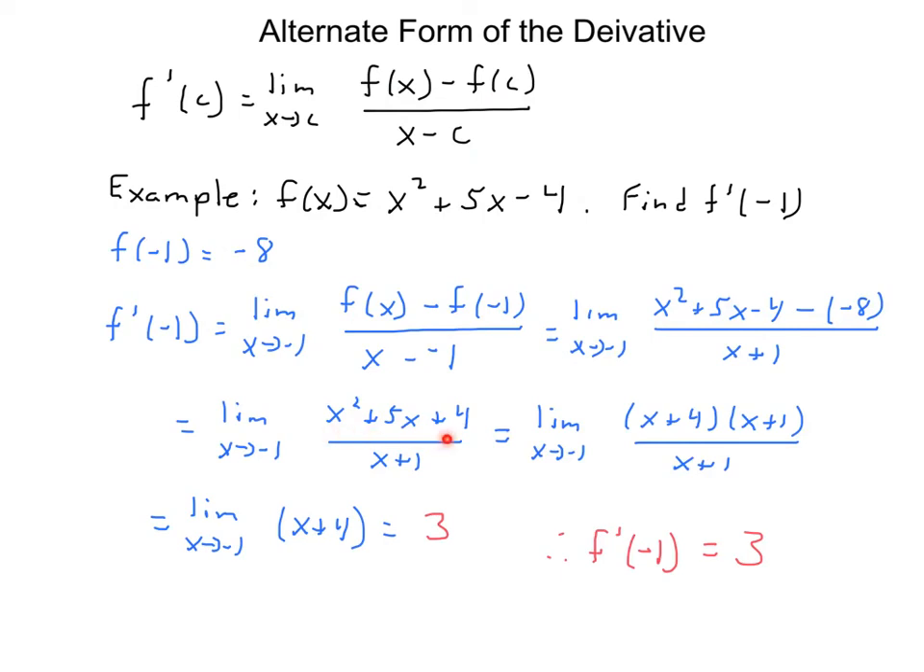So in this case, I can factor that. x squared plus 5x plus 4 over x plus 1 equals the limit as x approaches -1 of x plus 4 times x plus 1 over x plus 1. Again, you'll notice the common factor. The x plus 1s drop off. And so this is just the limit as x approaches -1 of x plus 4. Plugging the -1 in, I get 3. So I can say f prime of -1 is equal to 3. Or, in other words, the slope of the tangent line to this function f at x equals -1 is going to be 3.